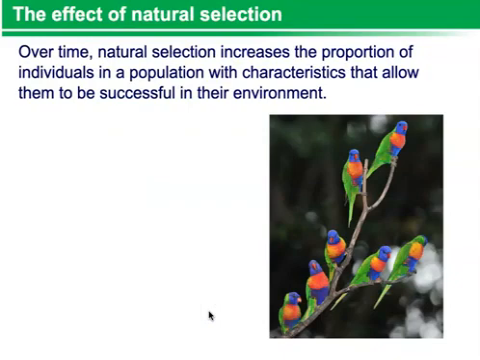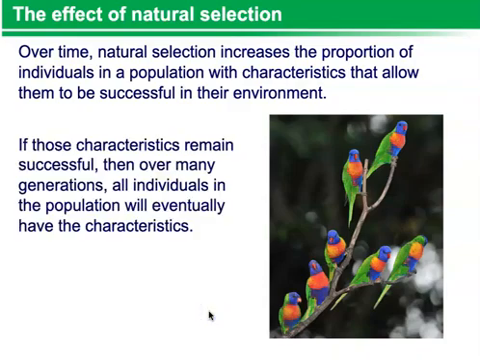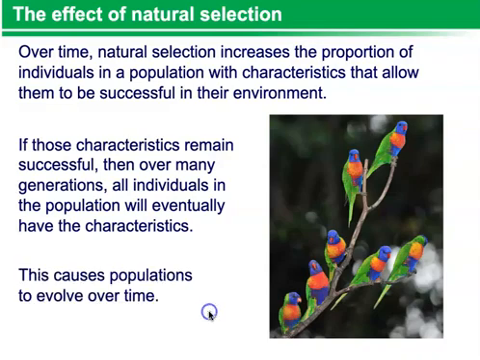So what is the effect of natural selection? Over time, natural selection increases the proportion of individuals in a population with characteristics that allow them to be more successful in their environment. If those characteristics remain successful, then over many generations, all individuals in the population will eventually carry those characteristics, or at least the vast majority of them will. This causes populations to evolve over time.